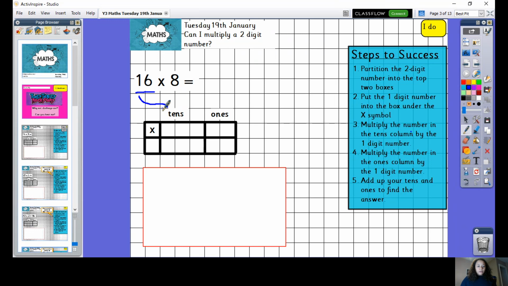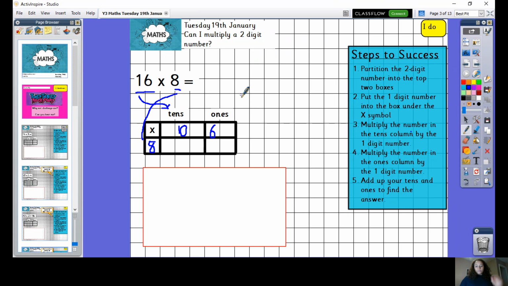So the 1 of 16 is my 10, and it needs to go into my tens box. So just here, I'm going to write the number 10. And the 6 needs to go into the ones column. And then that means that I'm now on to step 2, which is where I put my number 8. It comes down here into the box underneath the multiplication symbol.